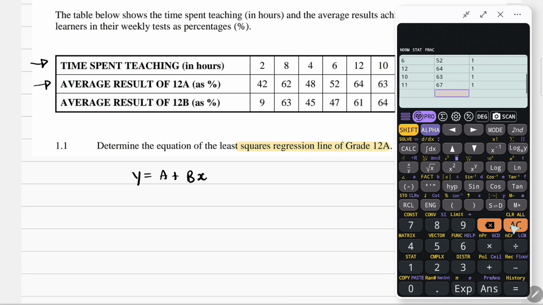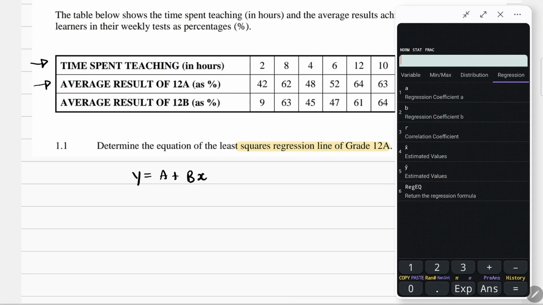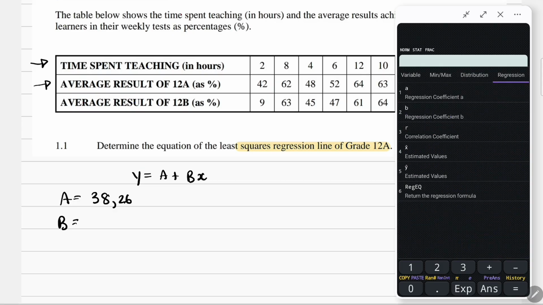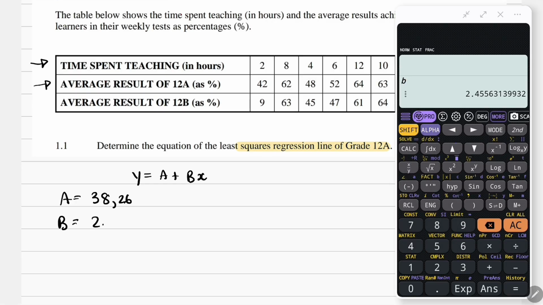And then you're going to press AC, Shift, and 1, and you're going to get 6 options, but we're looking for information regarding the regression. So go for option 5, which says REG for regression. And then you're going to see your variables. So let's see the value of a first. When we press a, we get 38 points, and we can just round off to 2 decimal places. So that is 38.26. And then b is equal to, and we're just going to say shift 1 on the calculator. And again, go for option 5 for regression. And then b is 2.46, rounded off to 2 decimal places.